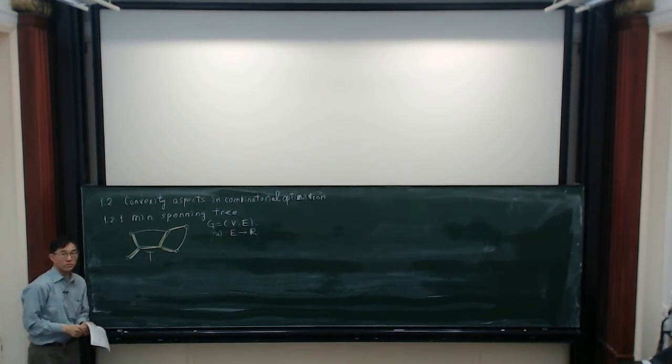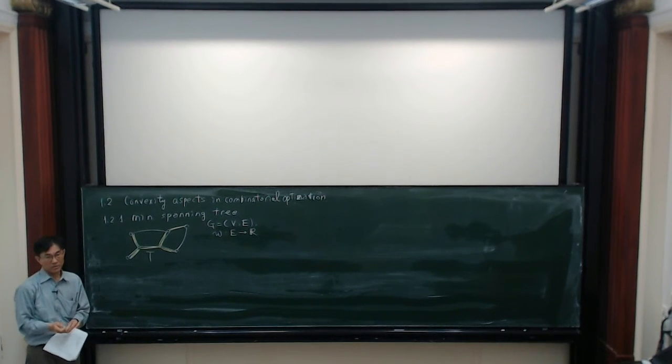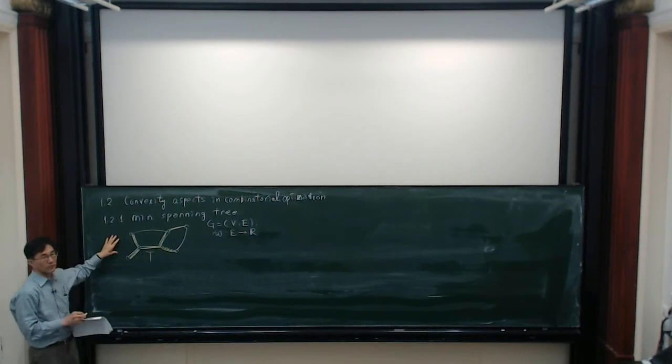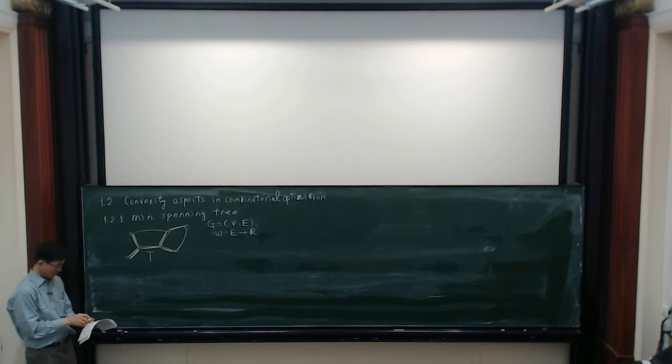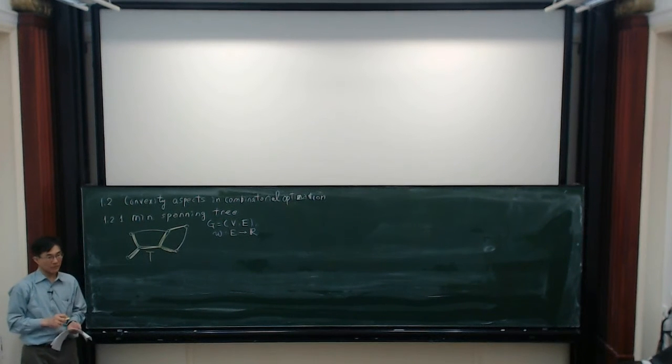So now I'm going to explain the local-global property. Local optimal means global optimal in the convex analysis context, but here also we have the same phenomenon. How can we verify that this T is the minimum spanning tree?